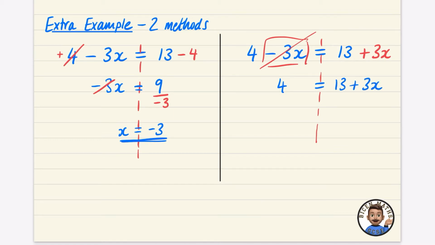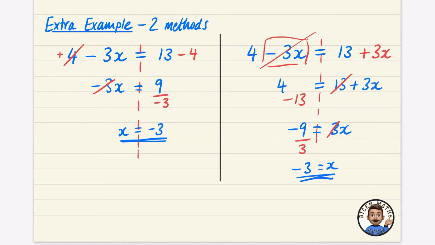Now it's just like a normal equation. I'll get rid of that 13 by subtracting 13. And 4 take away 13 is minus 9. So minus 9 equals 3x. I'll then get rid of that 3 by doing divide by 3. And so you get minus 3 is equal to x.